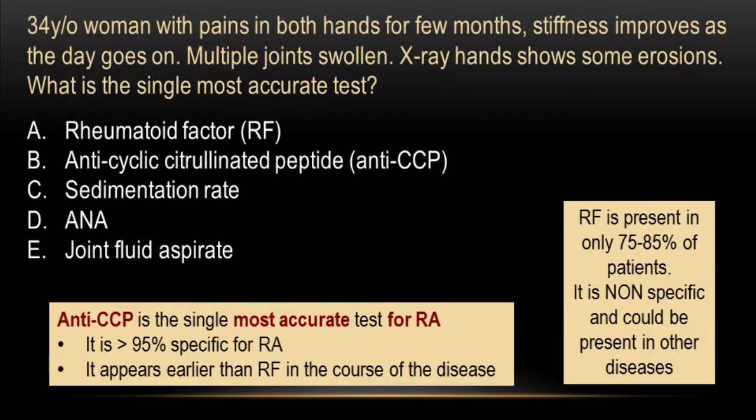So what is a better test? A better test is anti-CCP. It's the single most accurate test for RA. It's over 95% specific for rheumatoid arthritis, and it appears earlier than rheumatoid factor in the course of the disease.